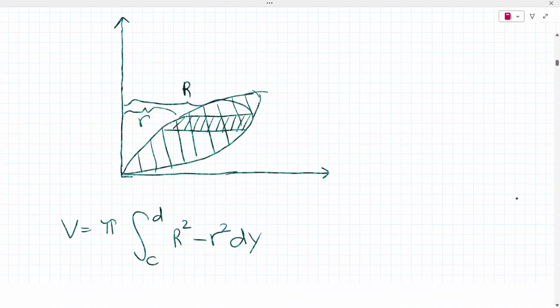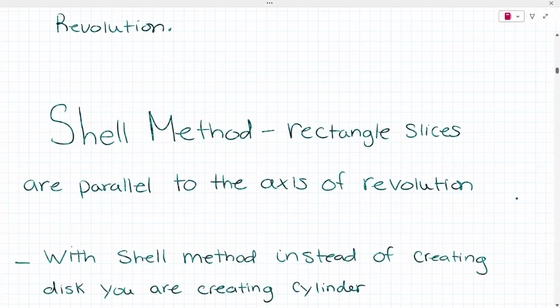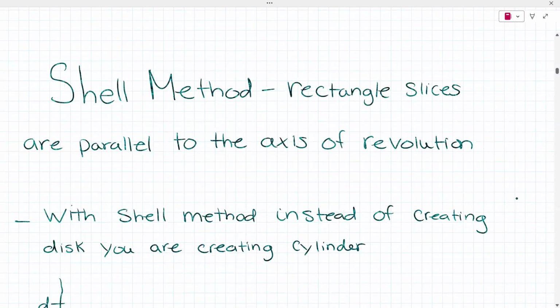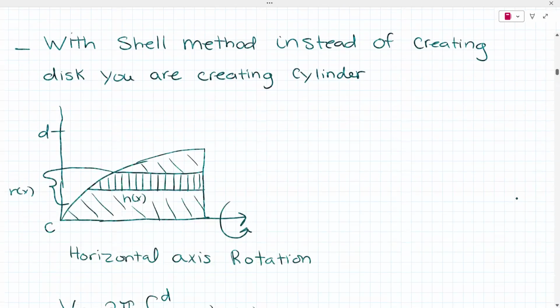That should have been review. With the disk and washer methods, the rectangular slice is always perpendicular to the axis of revolution. Now let's talk about the shell method. With the shell method, you create rectangular slices that are parallel to the axis of revolution. Instead of creating a disk, you're creating a cylinder.